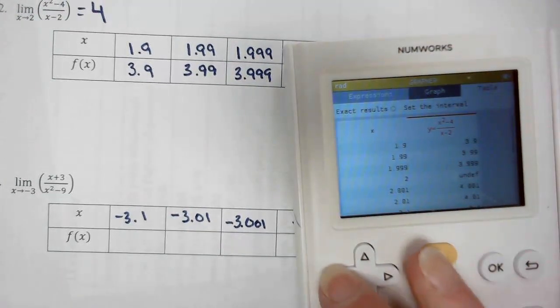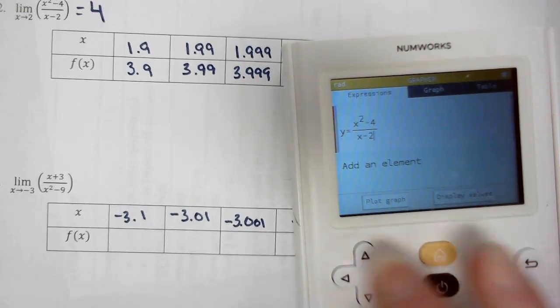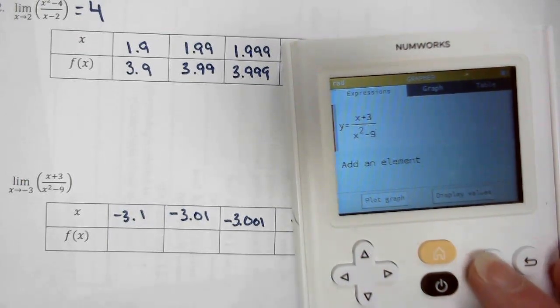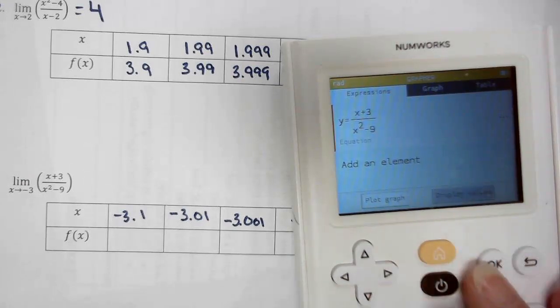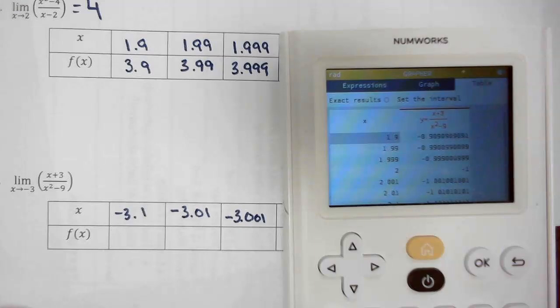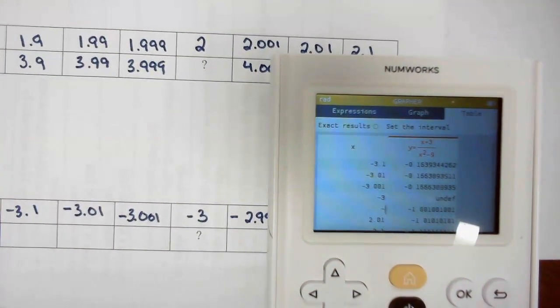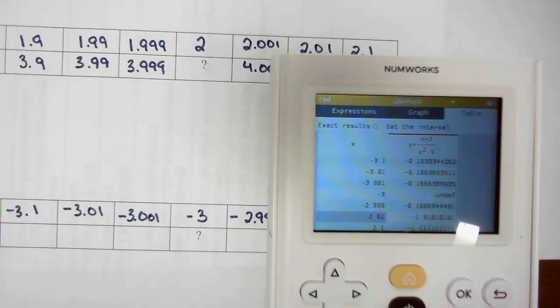So I'm going to go in and change my expression. You could actually go in and just edit what it has if you want, or retype it. Squared minus 9. And I'm going to look at the table again. Now I'm going to have to fill in the values I want. -3.1, -3.01, -3.001, -3. Now at -3, it's undefined. That doesn't exist. Okay, so then -2.999, -2.99, -2.9.